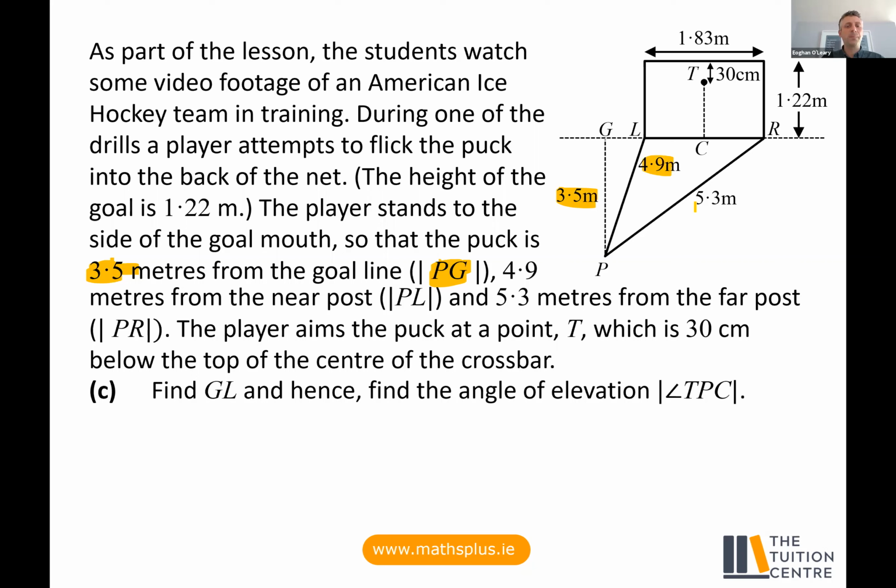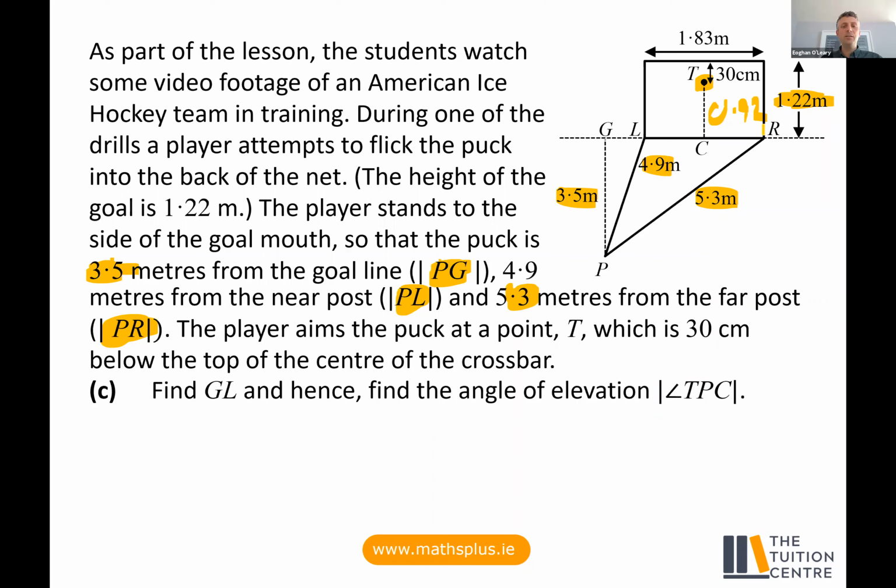4.9 meters is the measurement to the near post. So that's PL. 5.3 meters is the measurement to the further post. So that's PR. The player aims to point the puck at T, which is 30 centimeters below the top of the center of the crossbar. We know the height of the goal was 1.22. So is that going to be 0.92? Which is going to be the height above part C.